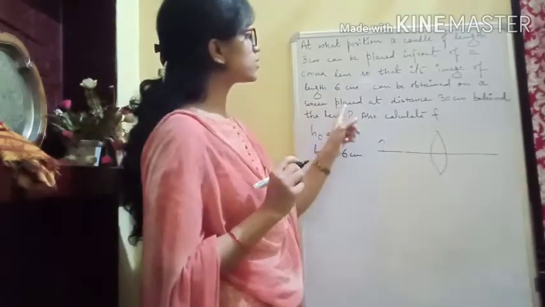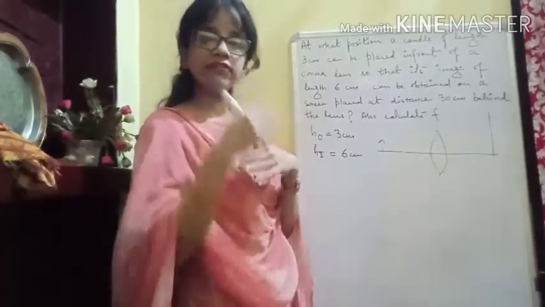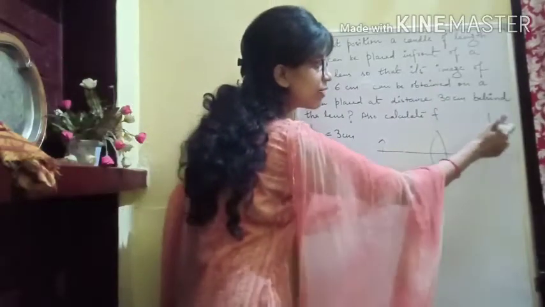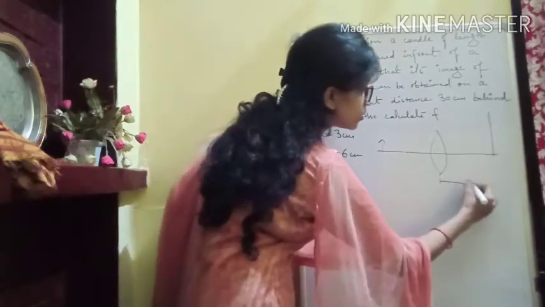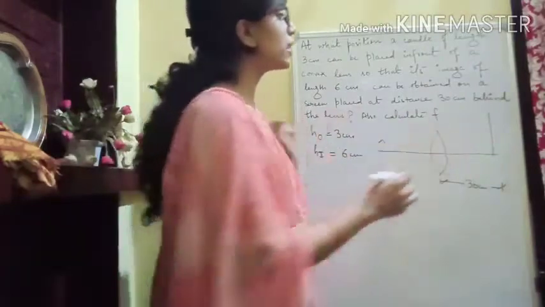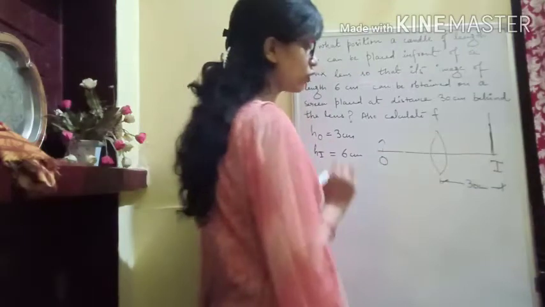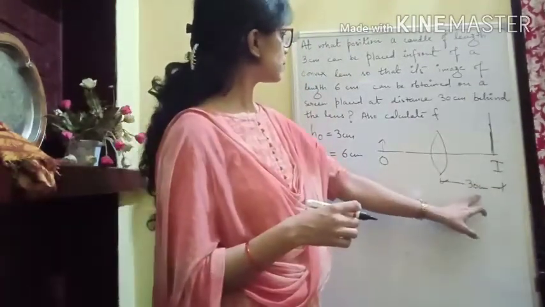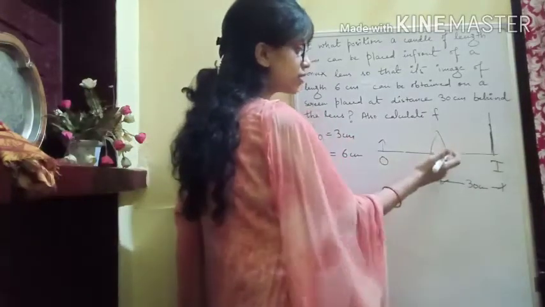It can be obtained on a screen. There will be a screen where we can obtain the image. A screen is something where we get the image, placed at a distance of 30 cm. So this screen where we are getting the image is placed 30 cm from the lens, and here we will get the image. That means the image will be formed somewhere here. This is the position of the image, this is the position of the object, and it is formed at 30 cm, 30 cm behind the lens, and the object is in front of the lens.